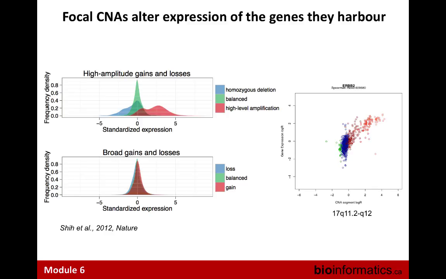So it's because of the number of copies. The broad ones are usually one more or one less, right? And the focal event will usually delete 2 copies of a tumor suppressor gene, right? So then you start to see this on the left, these homozygous deletions affecting gene expression and having it go significantly down. And conversely, these amplifications really driving gene expression up.